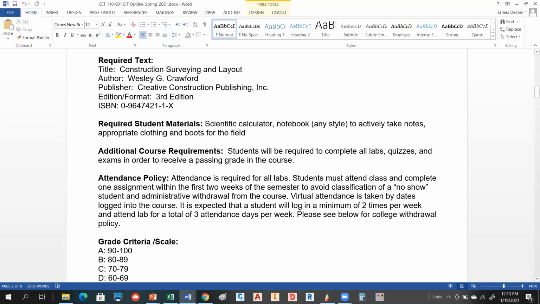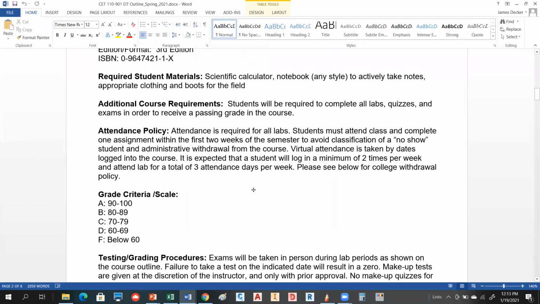Attendance policy. You are required to take all labs. It's going to be really hard to make up a lab, by the way. And if you miss a lab, I mean, there's a possibility of making them up. It's just a matter of, if that happens, you're going to have to get several students to help you, and then we're going to have to figure out a day that works.